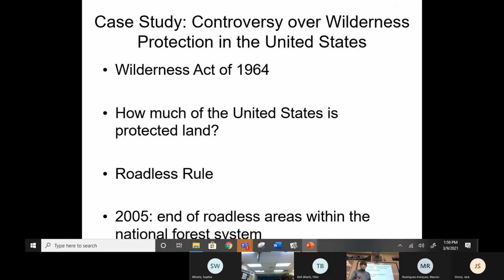Usually horses are okay too, but no snowmobiles, no motorcycles, no ATVs or trucks, no mining, no logging, no grazing cattle. And this could be part of a national forest. It could be part of a national park. It could be part of BLM land. So it might be administered by any of those groups, but it's the most highly protected type of land in the U.S.